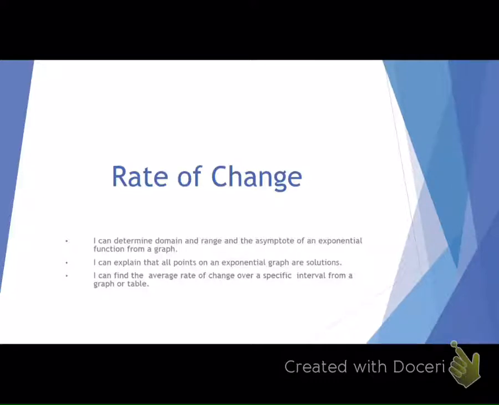Will exponentials have a constant rate of change? No. Probably not, because it's a curve. It's not a line. That is why it's called an average rate of change, because you're looking at what's happening over certain intervals. So you're really finding the line segment that connects the 2 points to find about what the rate of change is.